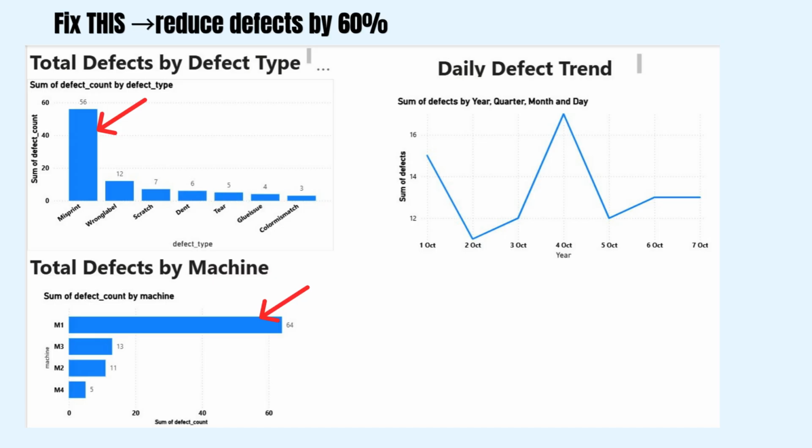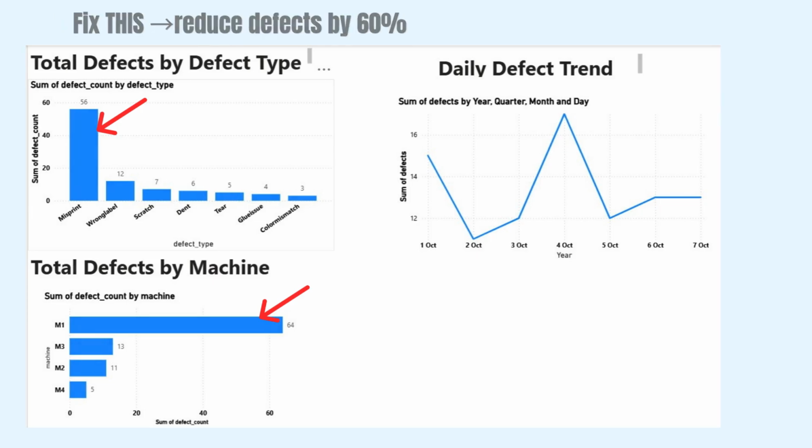This chart shows the top defect types, and we can see misprint is the highest defect. The trend chart shows how defects change over time. The machine chart shows which machine has the most defects.